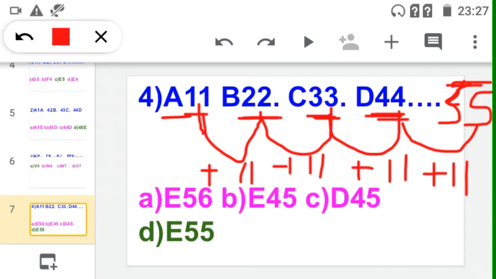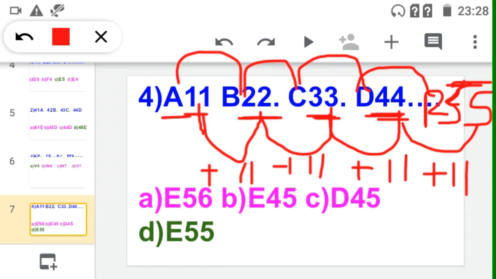So we see in the first term A is there, then in the second term B is there, then in the third term C is there, then in the fourth term D is there. So these are continuous alphabets. After A, B is there, then after B, C, then after C, D. Now you tell me, after D which letter will come in the alphabet? So that is E. That is E. Correct.